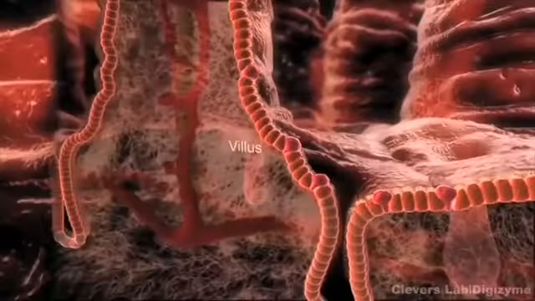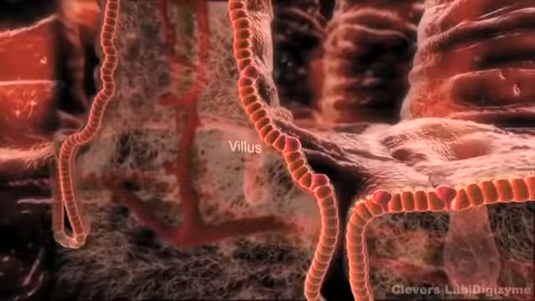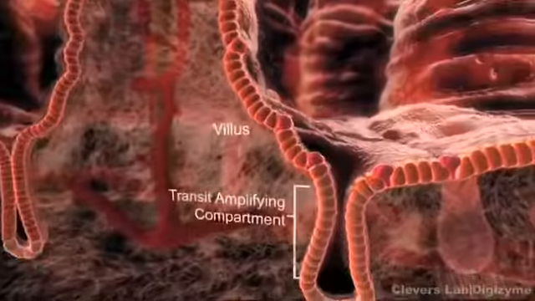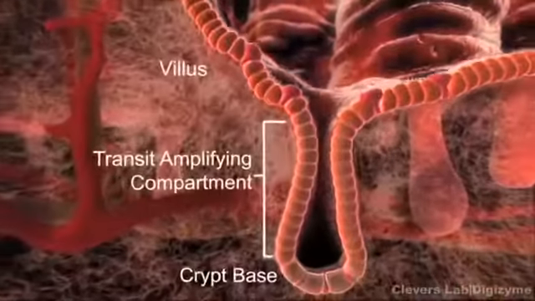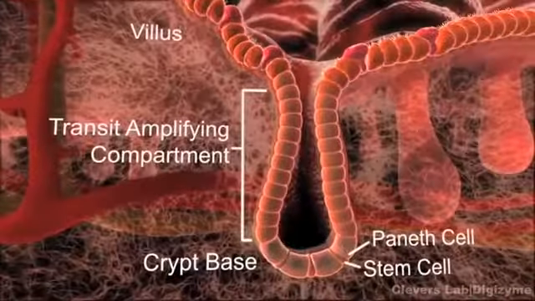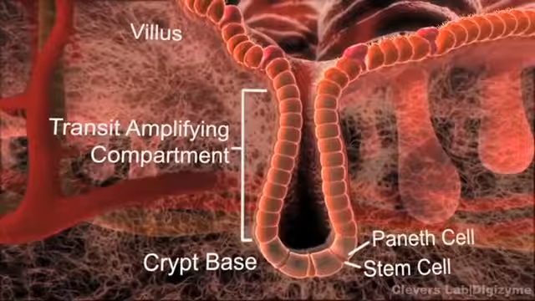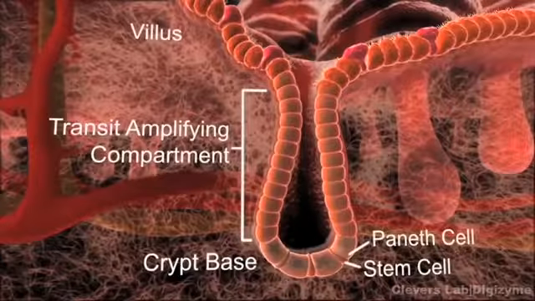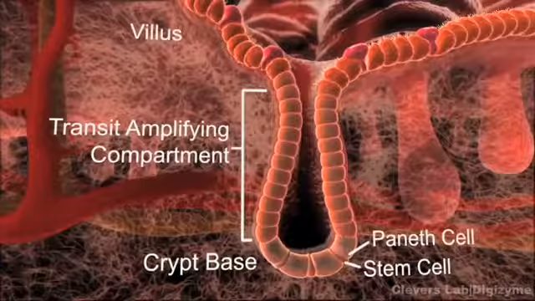Here we see a single villus and its internal architecture. The surface of the villus is covered by a single layer of enterocytes, which extend down into the crypt below. Stem cells at the bottom of the crypt, located between Paneth cells, divide and make copies of themselves, and also make transit amplifying cells.